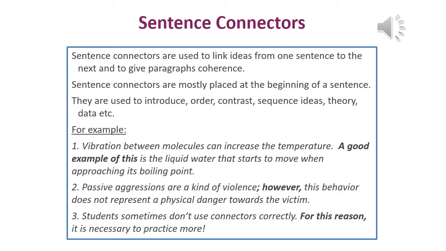Sentence connectors. Sentence connectors are used to link ideas from one sentence to the next and to give paragraphs coherence. Sentence connectors are mostly placed at the beginning of a sentence. They are used to introduce order, contrast, sequence ideas, theory, data, etc. For example, vibration between molecules can increase the temperature. A good example of this is the liquid water that starts to move when approaching its boiling point.